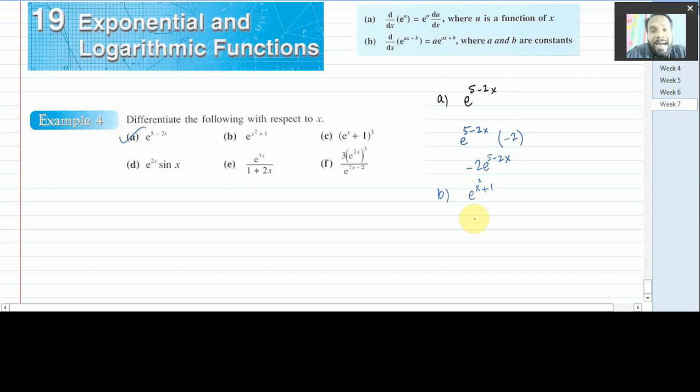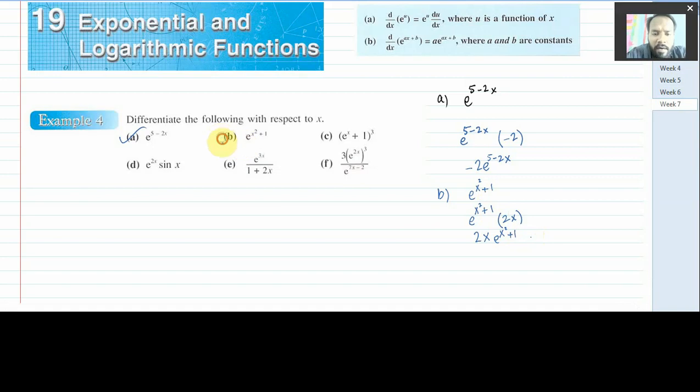First, the differentiation of exponential is exponential. So I'm going to repeat the same expression, and then I need to find the derivative of its power. So the differentiation of x square will be 2x, because the differentiation of 1 is 0. Now we need to write in this form: 2x e to the power x square plus 1. That is your answer.